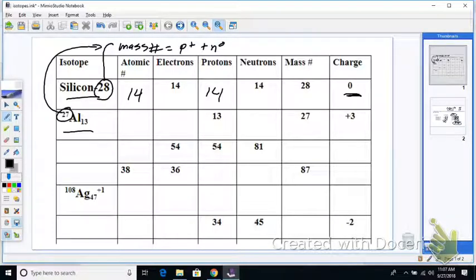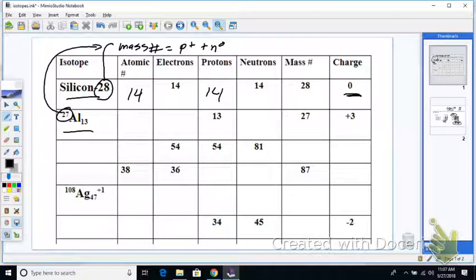Now, what would the charge be if we had more electrons than protons? Negative. And then if we had fewer electrons than protons, it'd be positive. Okay? So let's say we have 3 fewer electrons than protons. What would the charge be? Positive 3. Okay? What if we have 2 more electrons than protons? What's the charge? Negative 2.